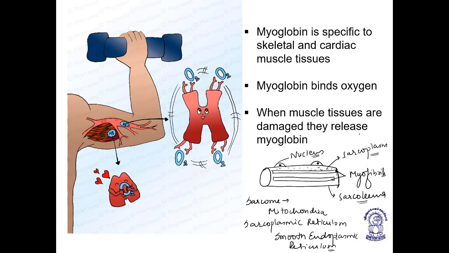Muscle cells have myoglobin. Myoglobin has a high affinity towards oxygen. Myoglobin is specific to skeletal and cardiac muscular tissue. Myoglobin binds to oxygen. When muscular tissues are damaged, they release myoglobin. You can see the myoglobin is so affine towards oxygen that it eagerly carries the oxygen molecules.